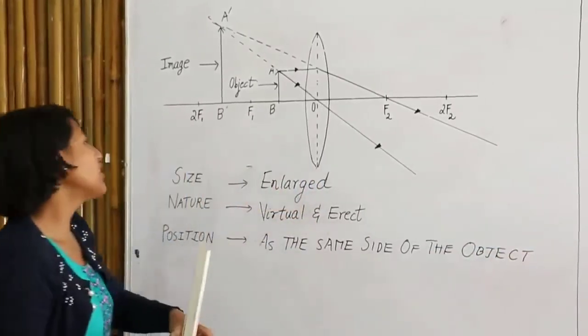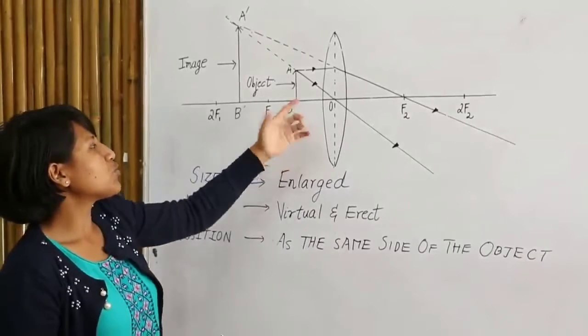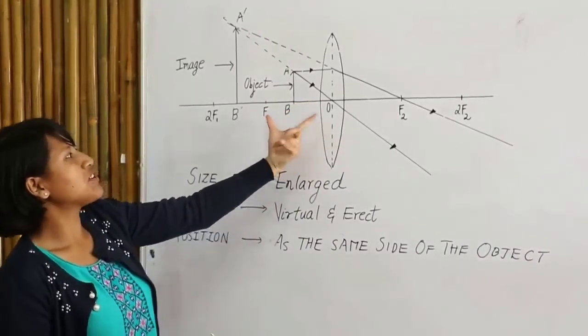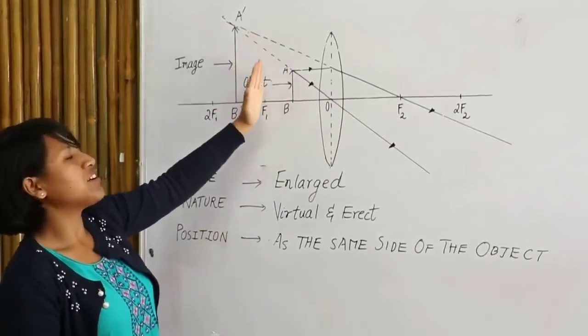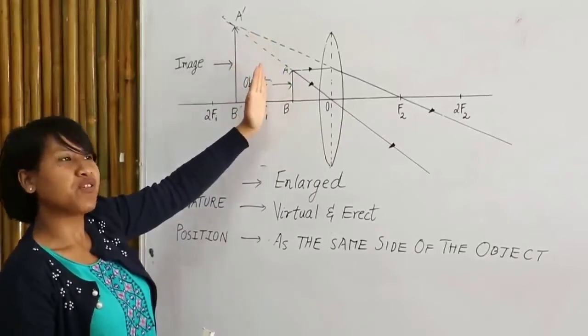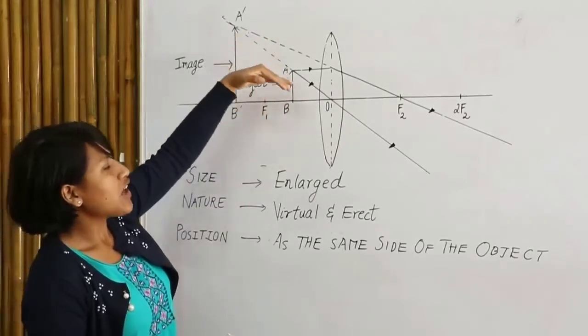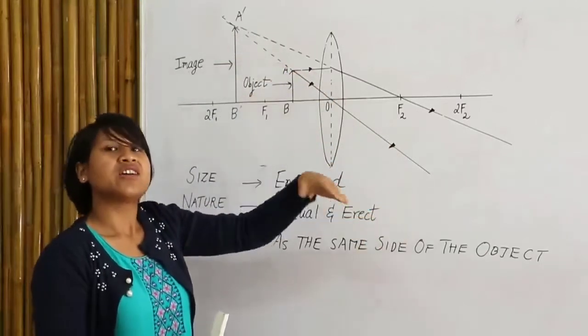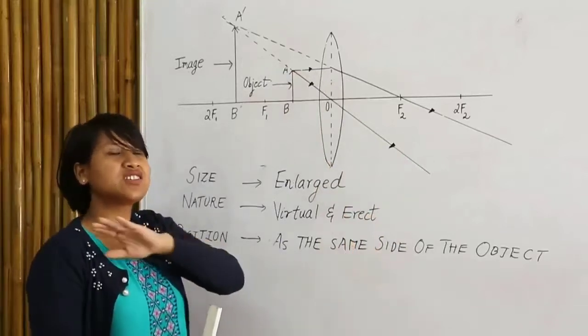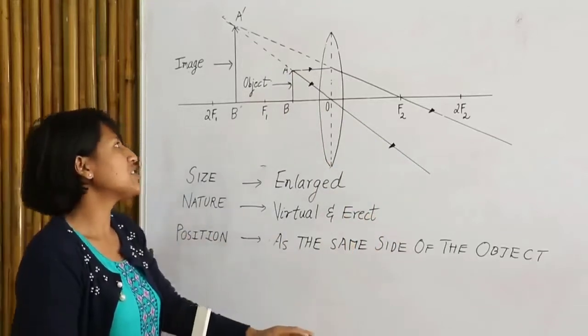Okay, so we have this done for the initial case when the object is placed between the optical center and the first principal focus. Now you place the object at the first principal focus. After drawing, you will find that the image is formed at infinity, real and inverted, and the size is very large.